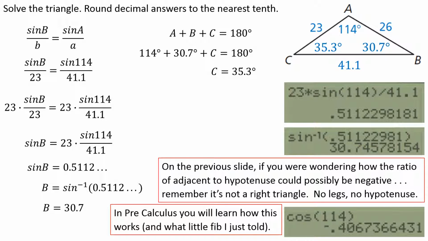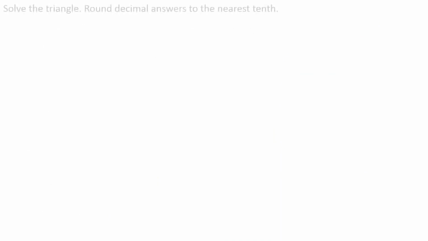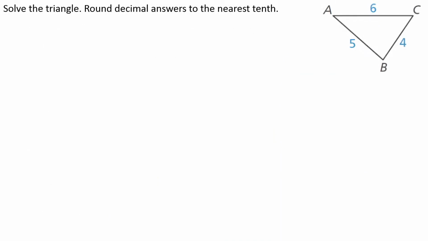And if you're wondering how we could possibly get a negative ratio, well, come back in 2 years. Right? Not Algebra 2. That's next year. The following year, pre-calculus. And then you'll figure out why cosine of any angle greater than 90 has to be negative. And thank goodness it is, because it's going to save us in just a few moments.